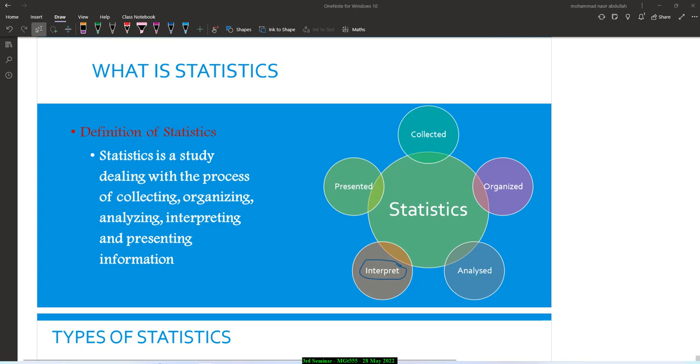So after we analyze the data, we got the result, and then we interpret the result so the layman can understand the result obtained from the analysis. And once we already interpret the result, then we are going to present the result in a proper form lah, so then people can understand, right? Alright.